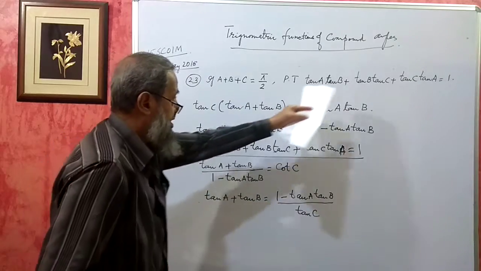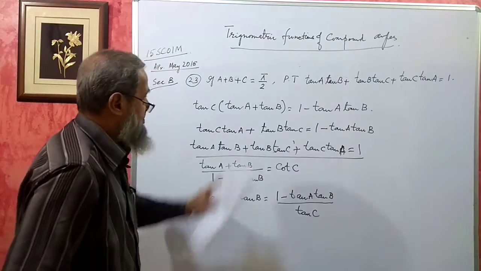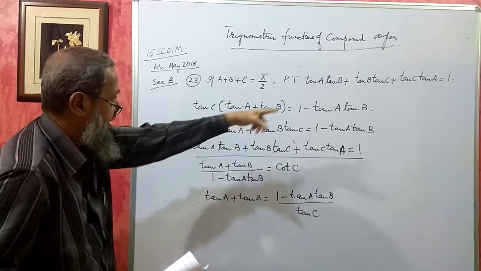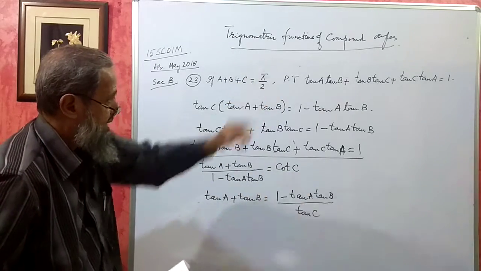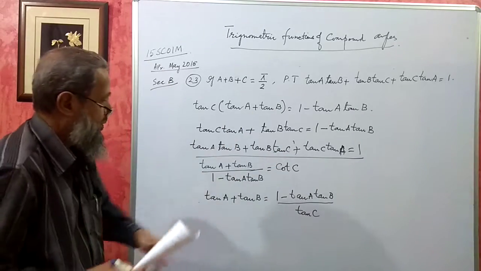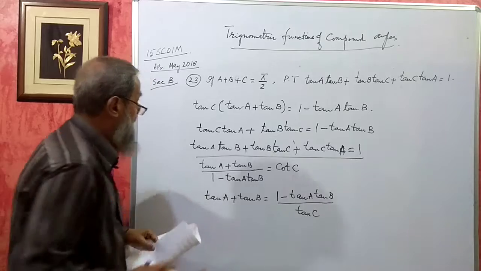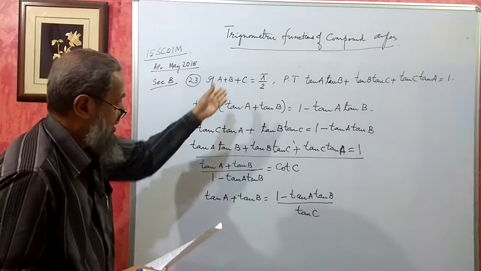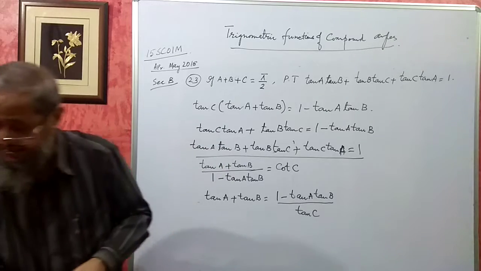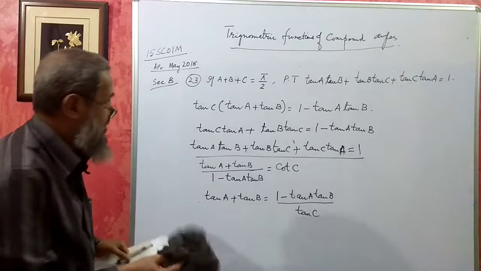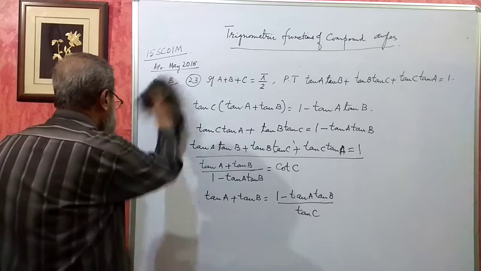This is what he wants us to prove, and we have proved this. If A plus B plus C is 90 degree, then tan A tan B plus tan B tan C plus tan C tan A is equal to 1. This is the proof. So that will carry 5 marks. Totally, in this paper, you have got 16 marks in this. If you know it very well, you can get these 16 marks.